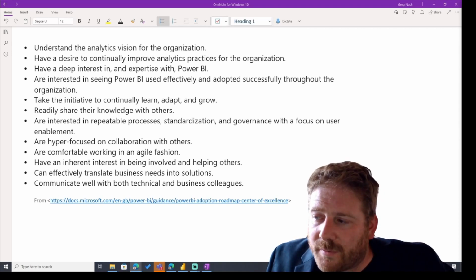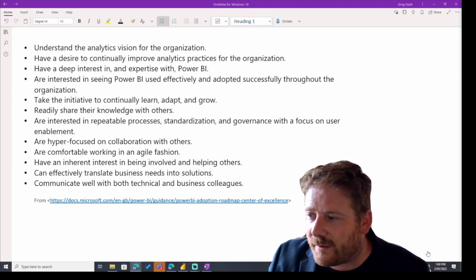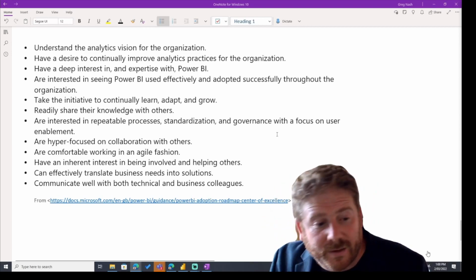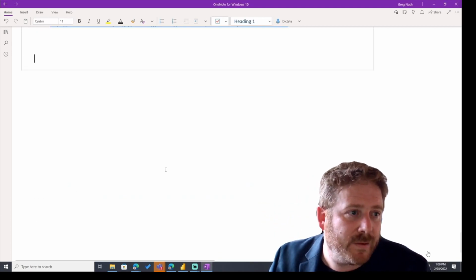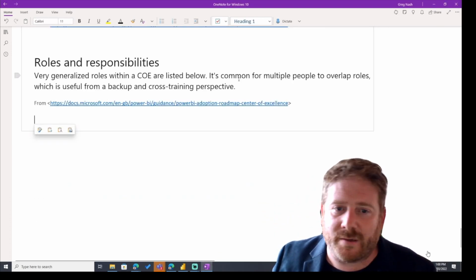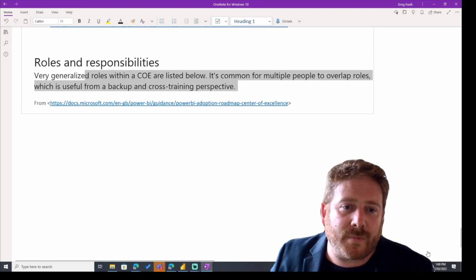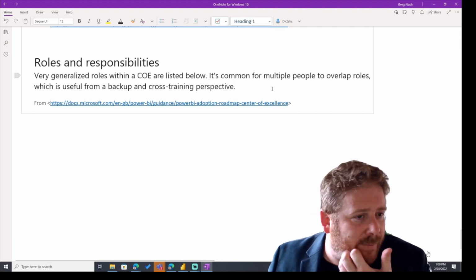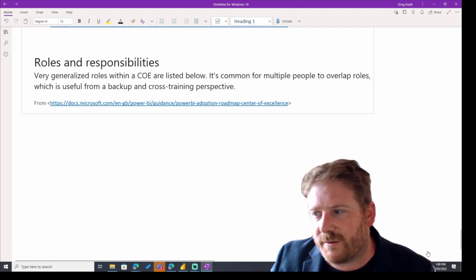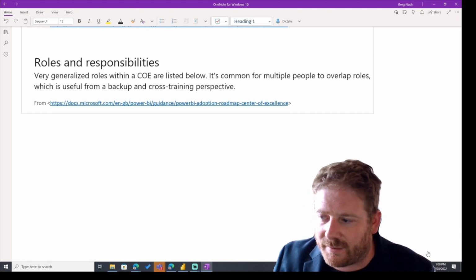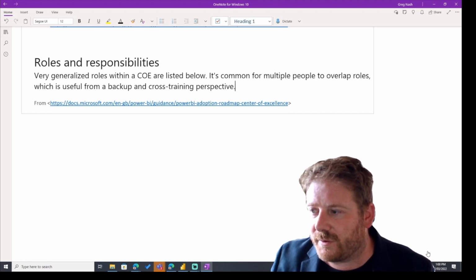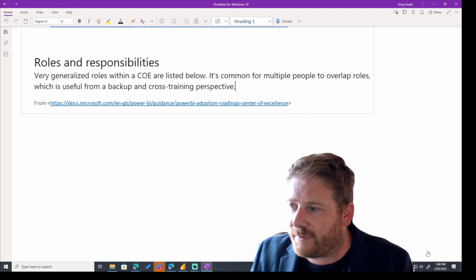In the article, I'm not going to go into all the different roles because there's quite a lot of them, but there are different roles in the COE. Here's the link to the list if you need it. It's common for multiple people to overlap roles, and when you see all the roles, there are quite a few: coach, trainer, COE leader, analyst, modeler, report creator, user support. So there's quite a few different areas.